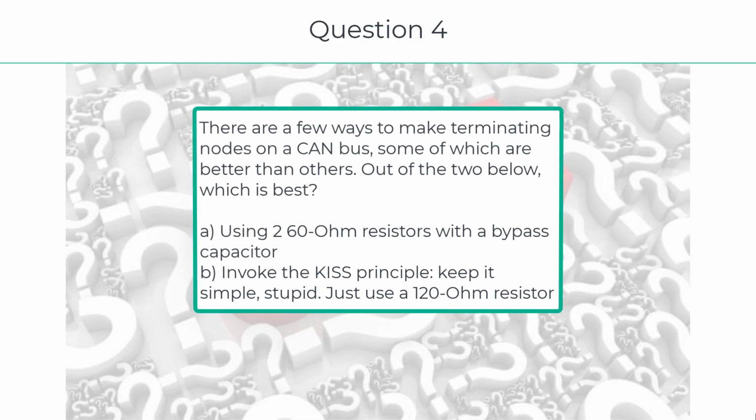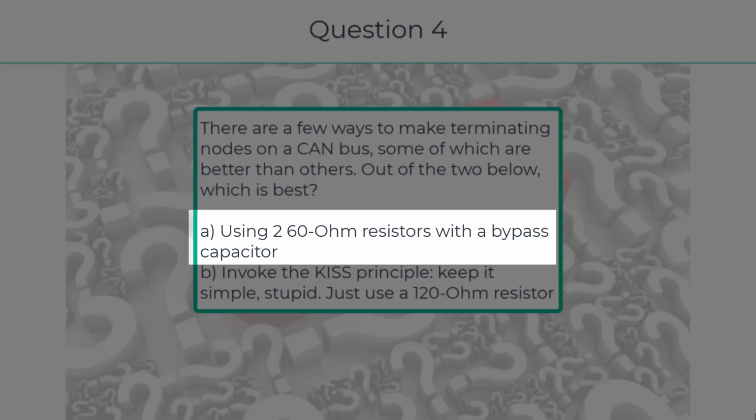Question 4. There are a few ways to make terminating nodes on a CAN bus, some of which are better than others. Out of the two below, which is the best? A. Using 260 ohm resistors with a bypass capacitor. Or B. Invoke the KISS principle. Keep it simple, stupid. Just use a 120 ohm resistor. And the answer is A.